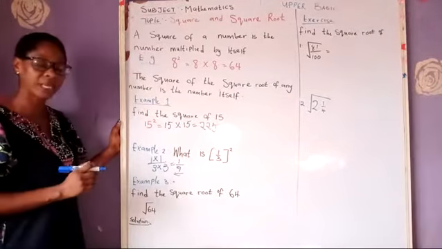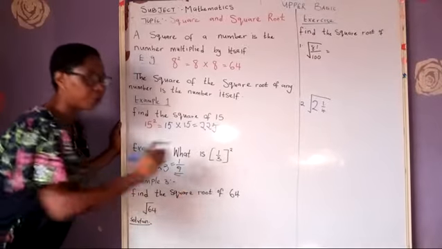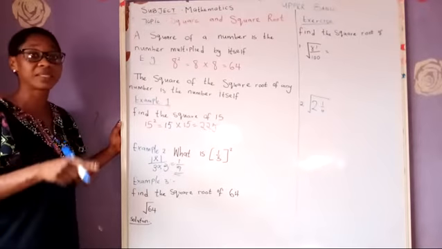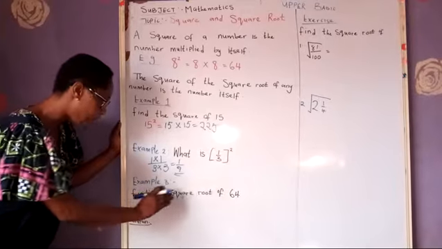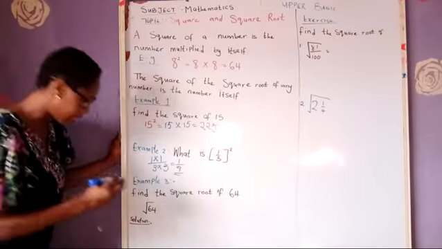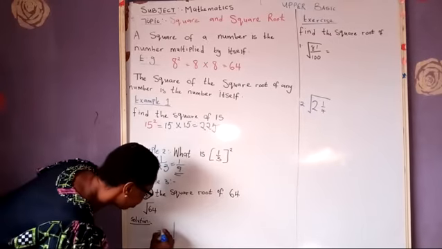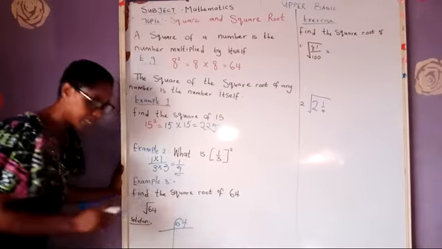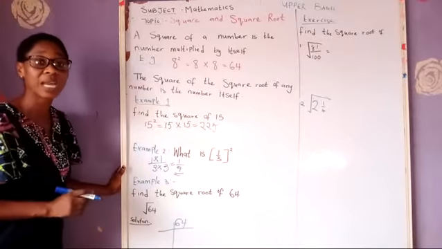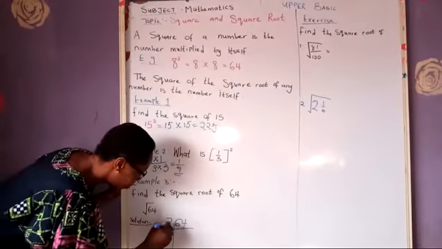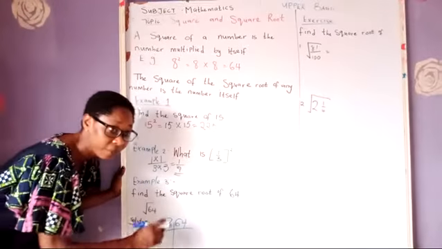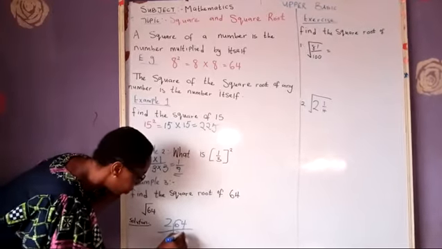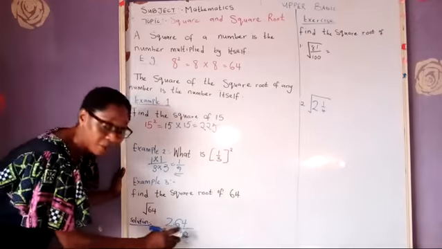Now, the third example. Find the square root of 64. Don't forget that we say that the square of the square root of any number is the number itself. So we want to find the square root of 64. Now, take a look at this number. What can divide 64 without a remainder? Let's try 2. How many 2 can we see in 64? 2 in 6 will give us 3. 2 in 4 will give us 2. This is an even number.